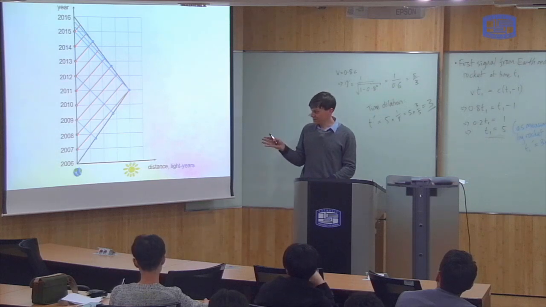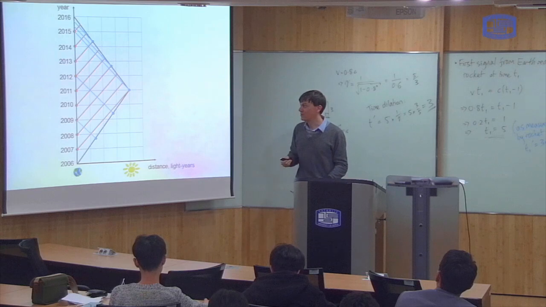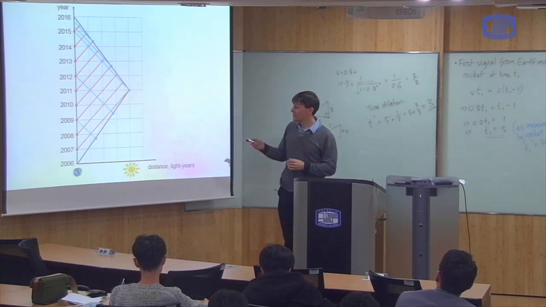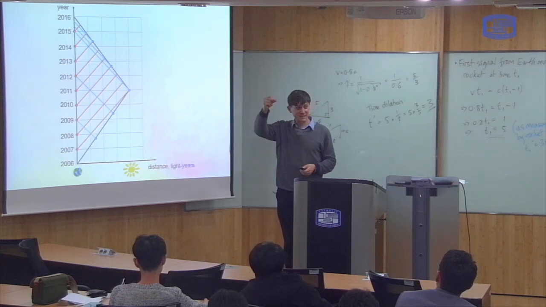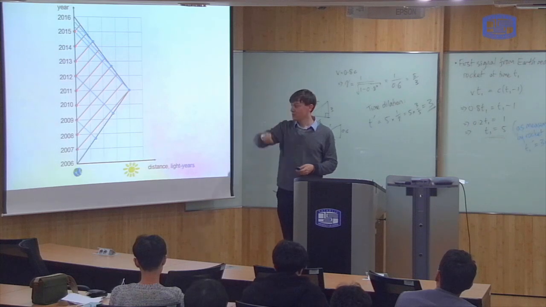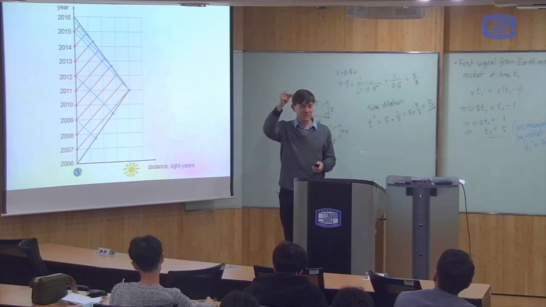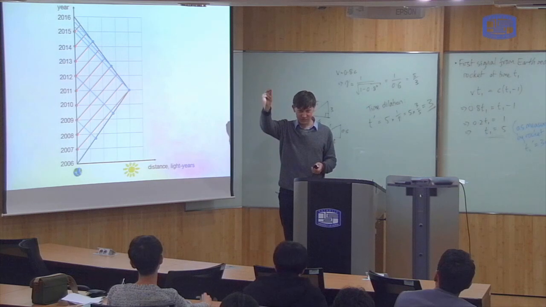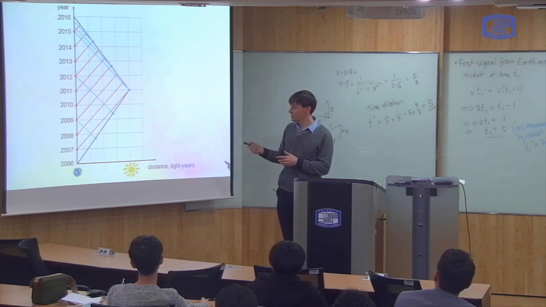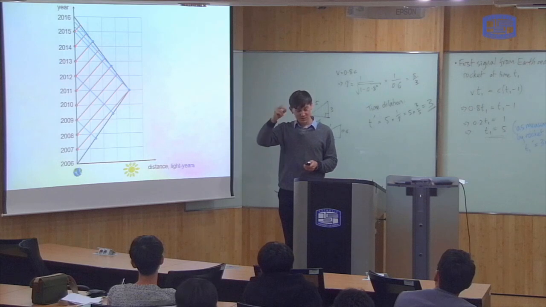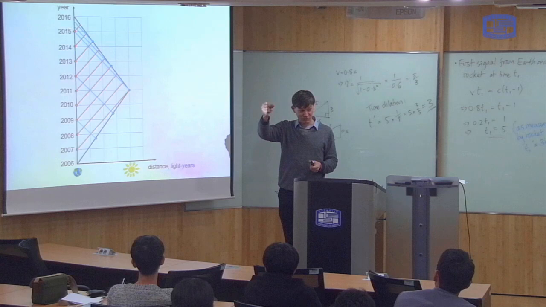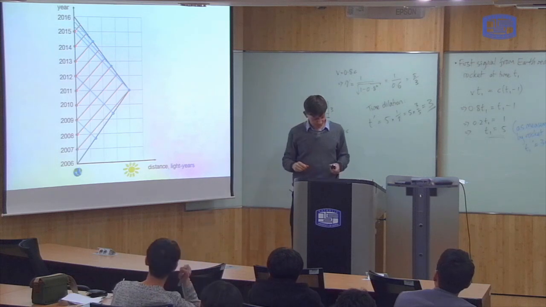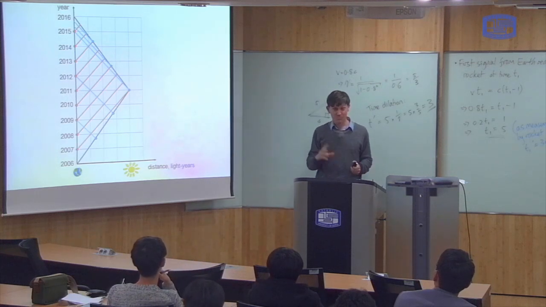The second reason I did this example is what I want to talk about now, okay? You notice that the signal is sent out once a year, but because he's moving away from the Earth, he receives the signal once every 3 years, right? So the signal is slowed down by a factor of 3. Once he turns around and goes back towards the Earth, the signal is sped up, gets faster by a factor of 3, right? So this effect is known as the Doppler effect.